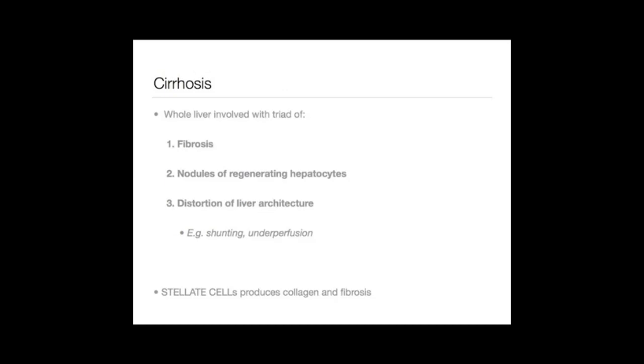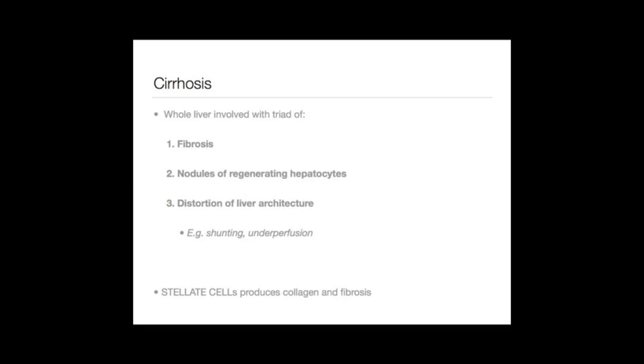So what is the process going on in cirrhosis? Well, first of all, it's the initial fibrosis which occurs within the tissues of the liver. And at the same time as this happens, the liver attempts to regenerate and has a great capacity to regenerate. You'll see nodules of regenerating hepatocytes within the fibrotic area.